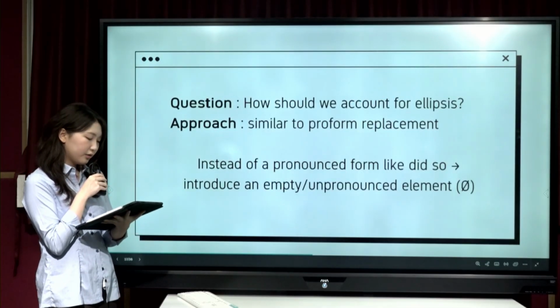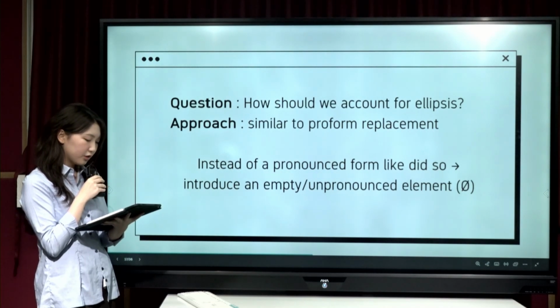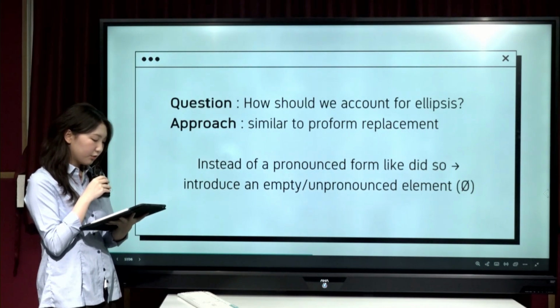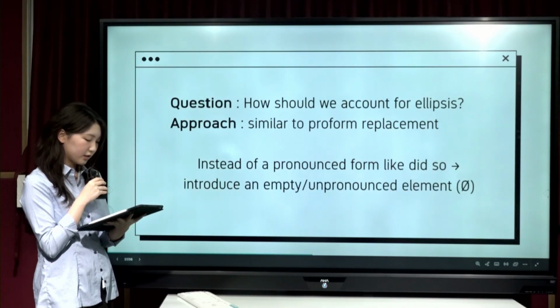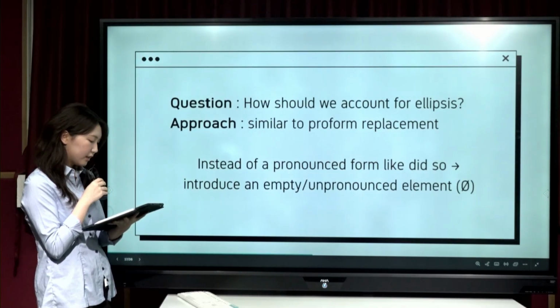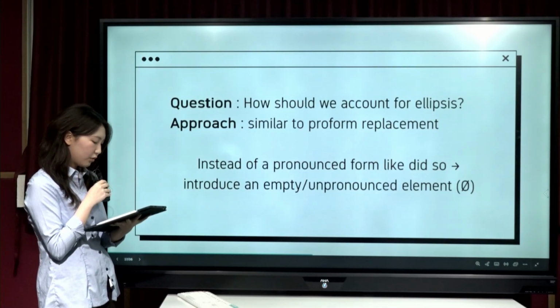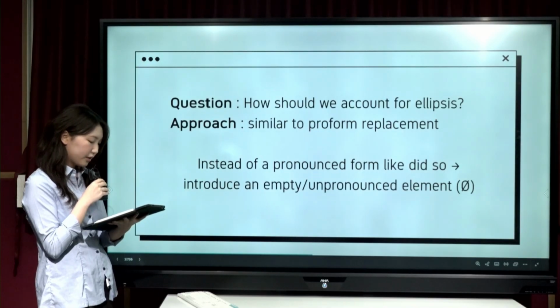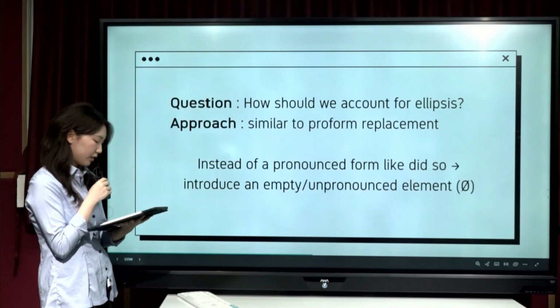So now, how do linguists explain this phenomenon? One idea is to treat ellipses in a way similar to proform replacement. In proform replacement, we substitute a phrase with something like "so". But in ellipses, instead of adding a pronounced form, we introduce an empty or silent element, which is symbolized with null. In other words, the missing part is still there in the structure, but it is not spoken.